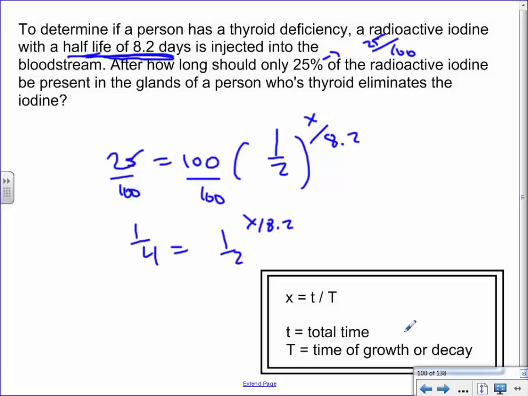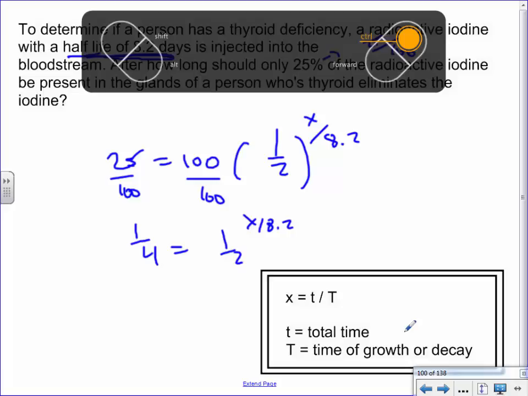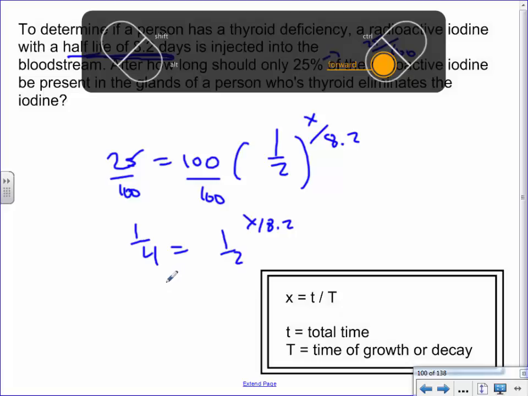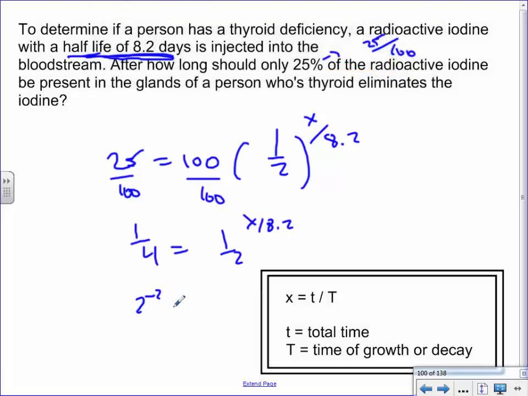1/4. Come on. 1/4. 2 to the minus 2. There you go. 1/2. 2 to the... Nice, good job.